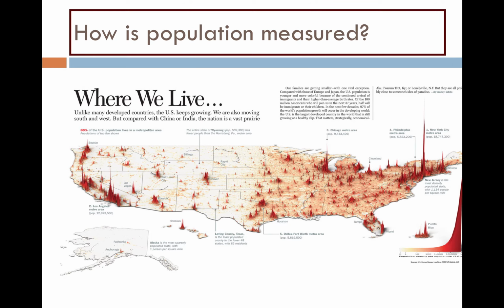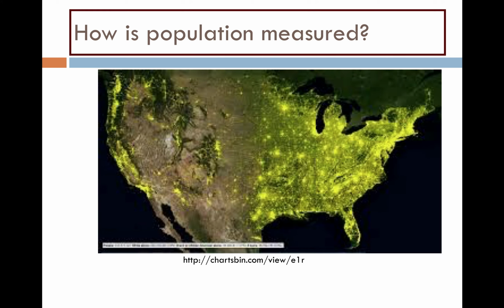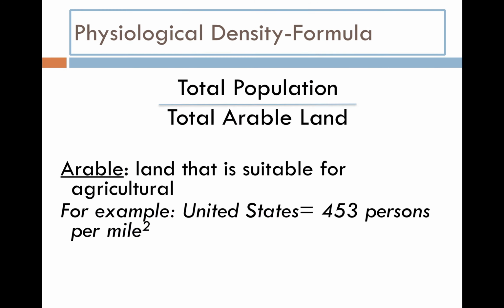So what we need is a second, here's another example of the distribution of the population of the United States with lights at night. You can see the clear distribution. So again, we don't know. Just from a number, 80 people per square mile does not tell us the pressures that the people are putting on the land. We have a second formula to help us with that.